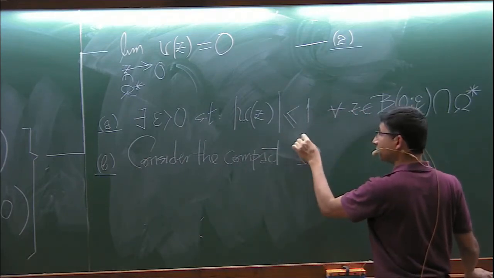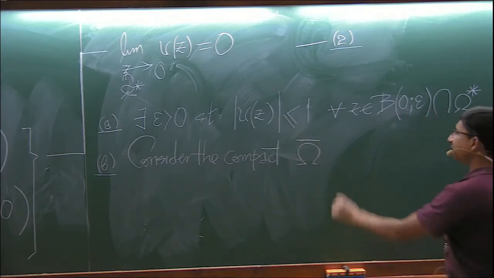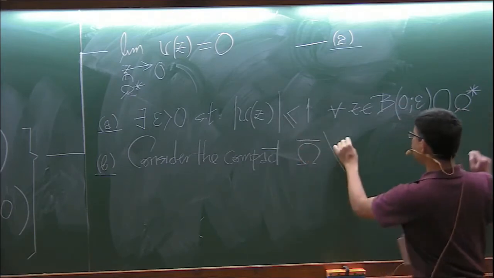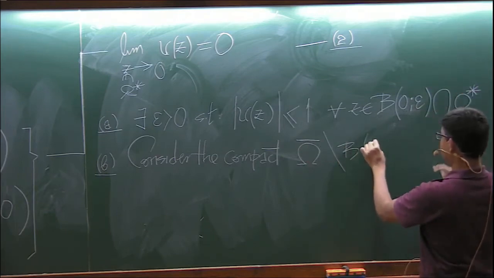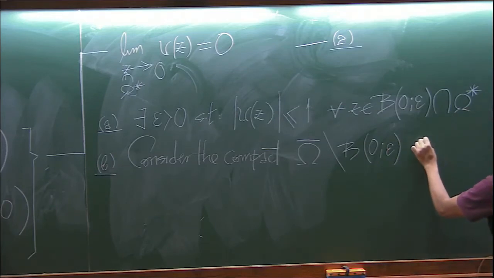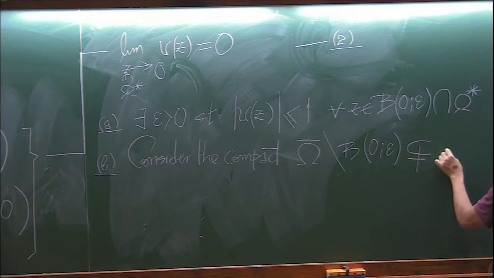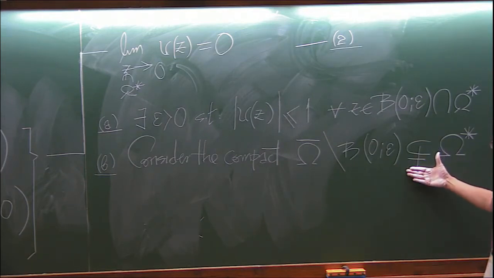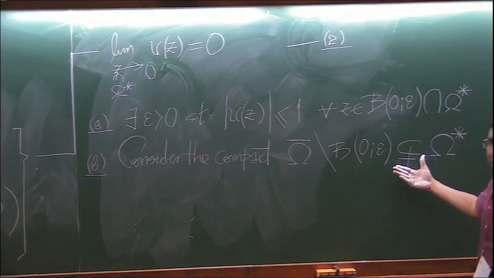I take omega closure, and then I punch out this tiny ball. So this thing here, this compact, sits properly inside omega star. You see that? So since U is C infinity smooth on omega star, on this compact I have a bound from above.